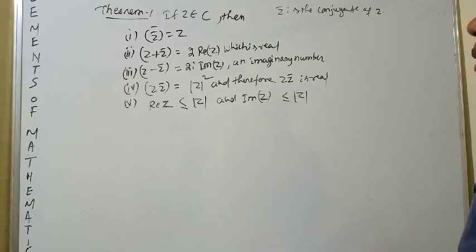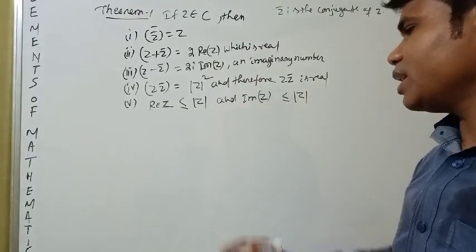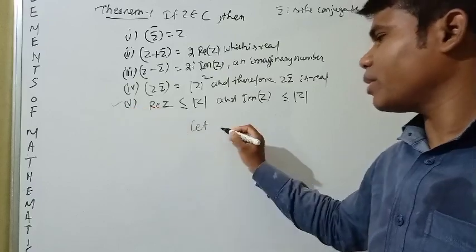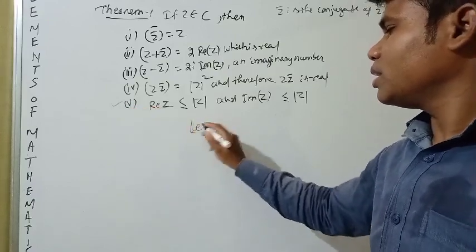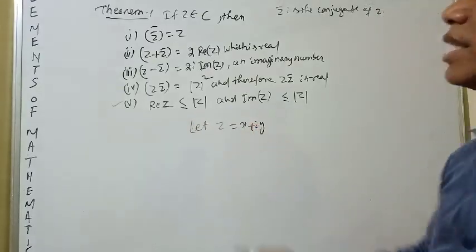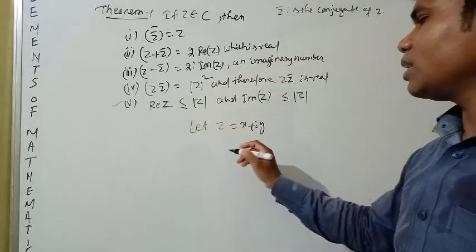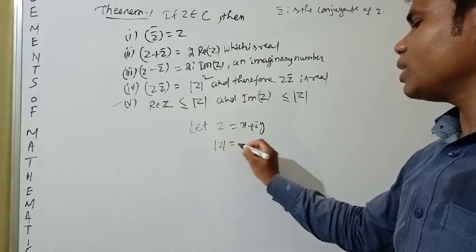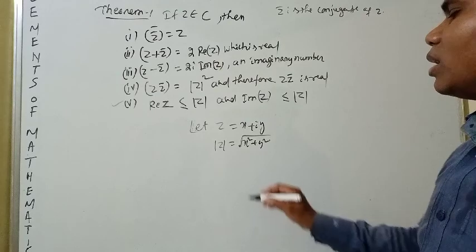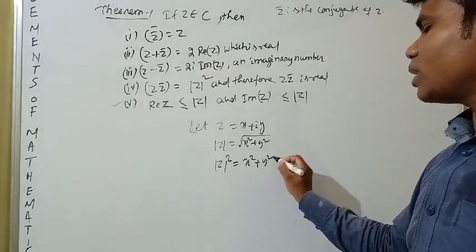In bit 5: real part of Z is less than or equal to mod Z, and imaginary part of Z is less than or equal to mod Z. This is bit 5. Let Z is equal to X plus IY, where X is the real part and Y is the imaginary part. Then the modulus of Z is root over X square plus Y square, so modulus of Z square is X square plus Y square.